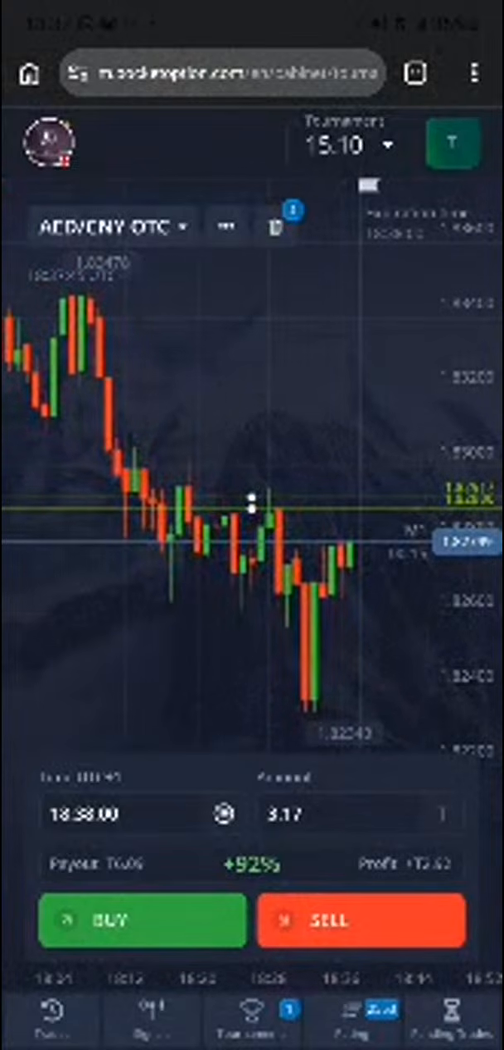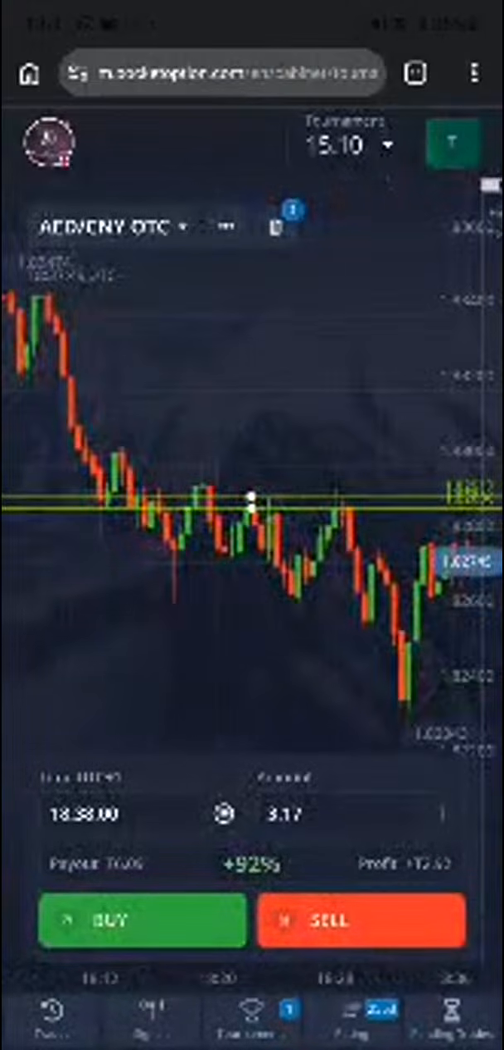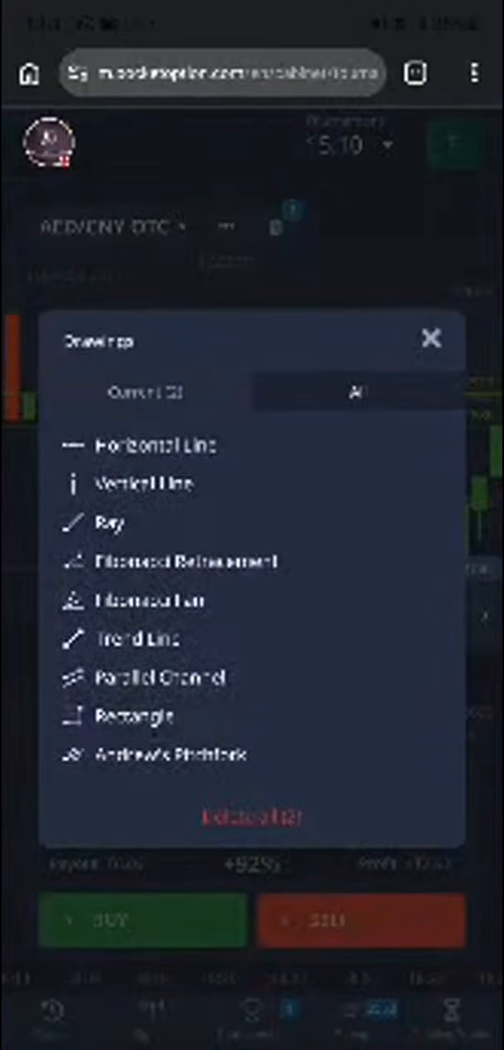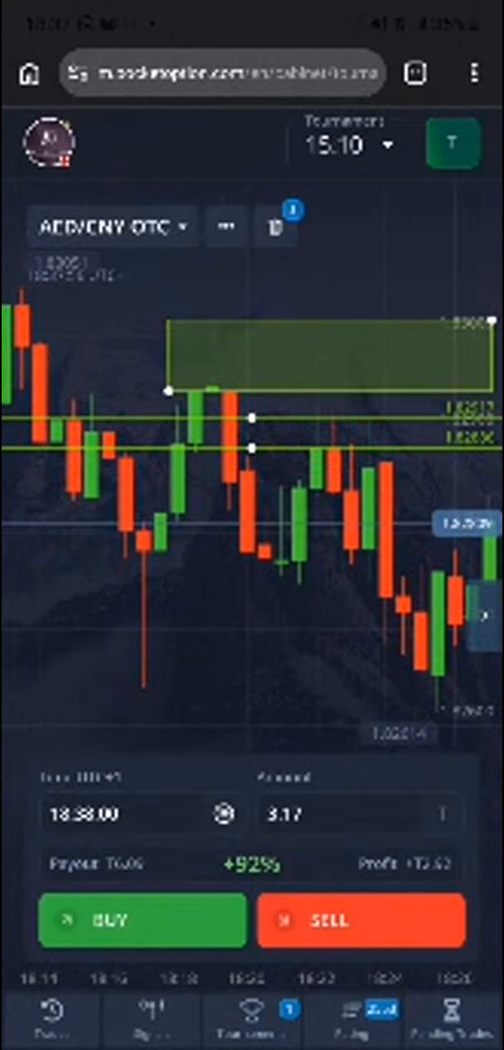So over here right now, I'm trying to see if we have a supply in the lower time frame. Okay, I found it. You see this one now is a very good supply in the lower time frame.